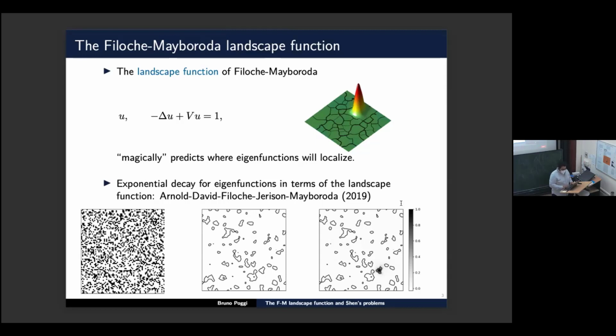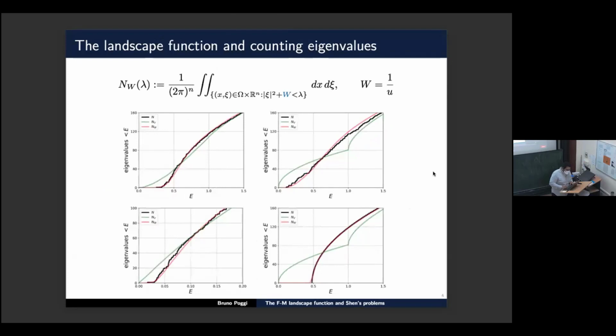These are numerical results, and they seem very precise numerically, and this works for the first few eigenfunctions. But there are also mathematical results showing the exponential decay of eigenfunctions in terms of an Agmon distance that uses the landscape function. This is a recent result from 2019 by Arnold, David, Filoche, Jerison, and Mayboroda.